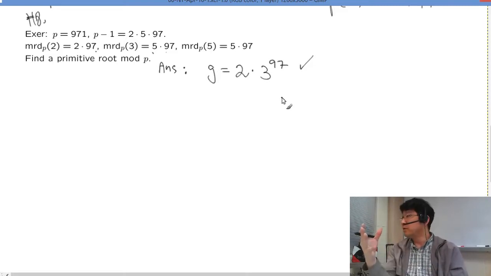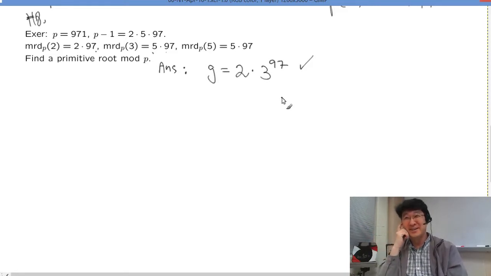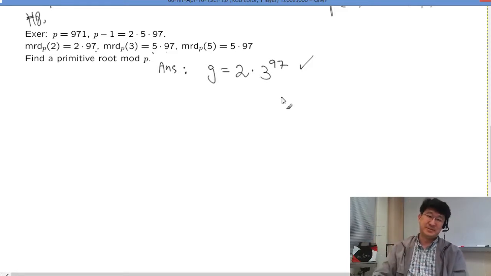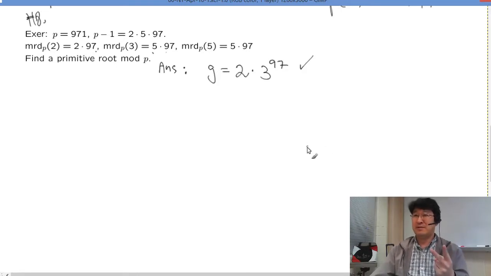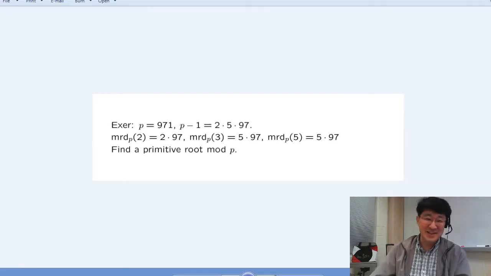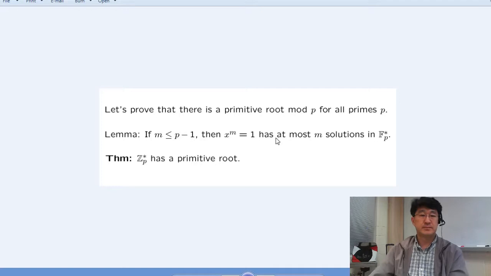Well, that's not the only one, right? Okay, make sense? So we took care of two of the primes out of the whole number of primes out there. So let's do the general case. Any questions? That's worked out.